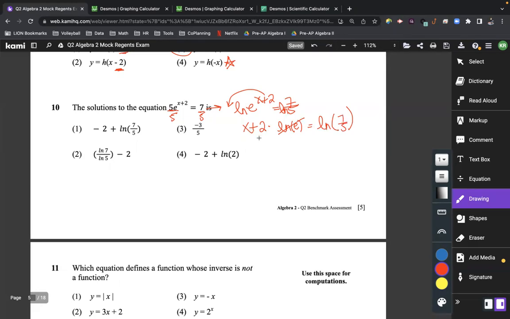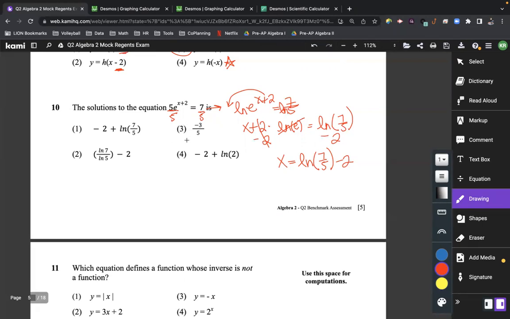I want to get this x alone. I'm going to subtract 2 on both sides. These cancel. So I get x equals ln of 7 over 5 minus 2. Now, the solution to the equation is which one of these? It's not negative 3 over 5, right?